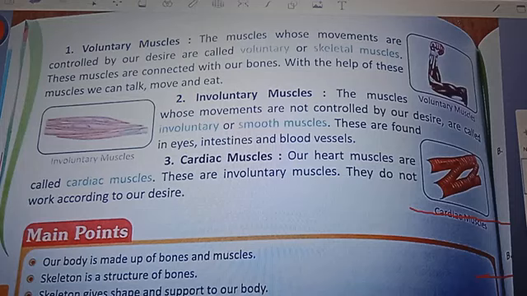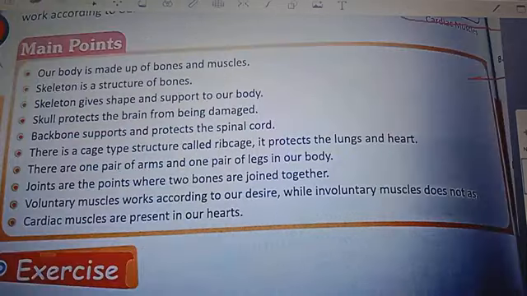They do not work according to our desire. They do not work when we wish them to work. They work on their own. So we learned about muscles and about three types of muscles: voluntary, involuntary, and cardiac muscles. So that's all in our chapter. These are the things which we learned in our chapter.